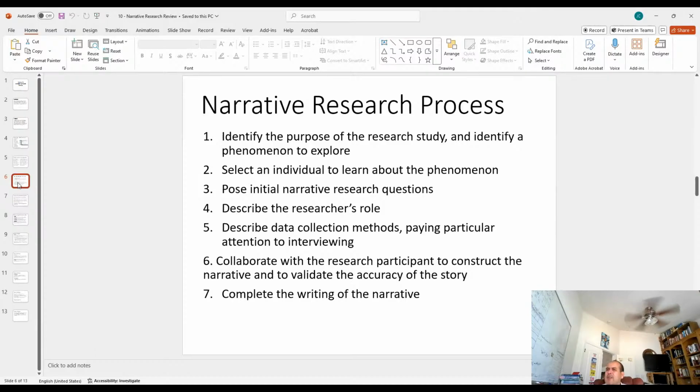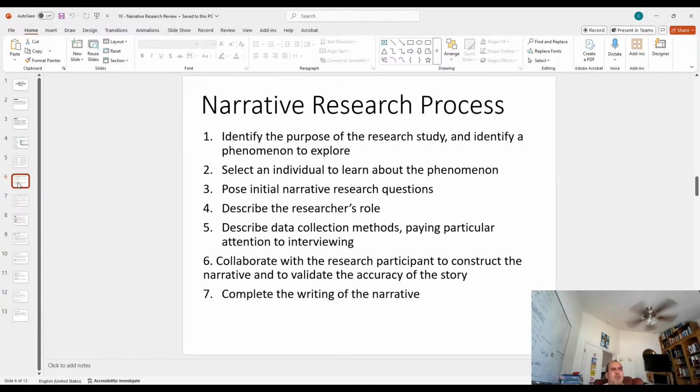I may select that individual and focus my study around that individual person. Then you pose an initial narrative research question, and you describe the role of the researcher, right? Are you going to be more participatory? Are you going to be not as participatory? Are you going to be active or inactive in your participation? You describe the data collection methods that you're going to use, paying particular attention to interviewing, right?